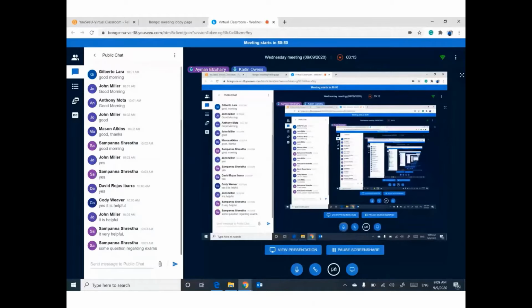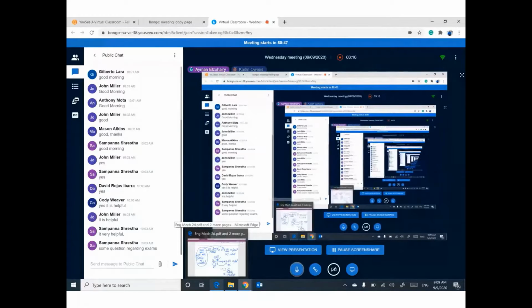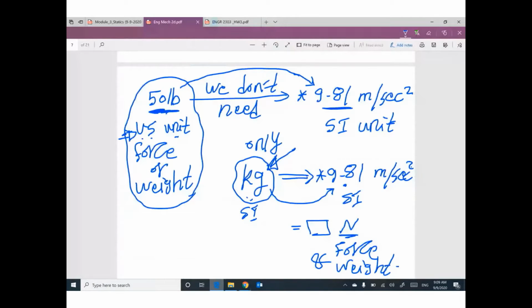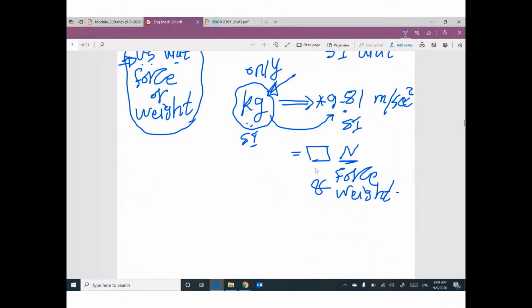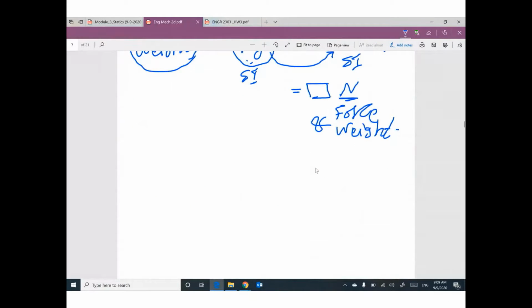Okay, wait a moment for the exam. Until this moment, I don't have enough information about the exam. It will be a proctored exam. It will be provided by the university. So more information will be provided later by the university, and I will forward this information to you. But until this moment, what I know is we have a proctored exam.